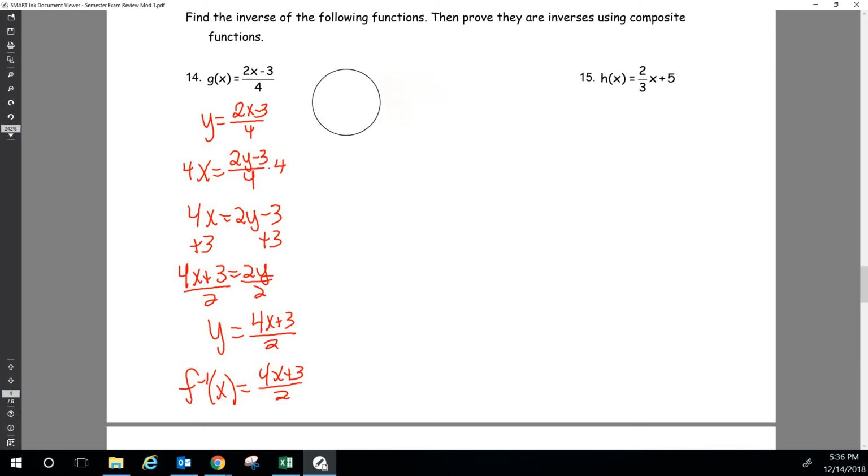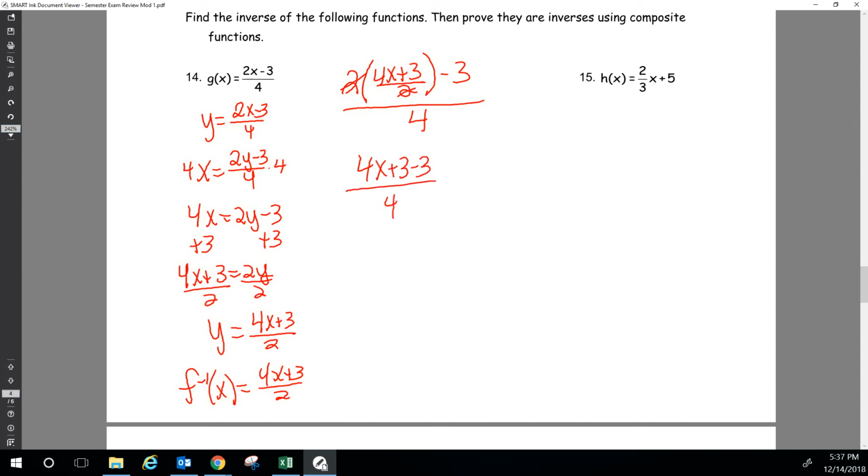That way, when I plug it in here, it'll be a little bit easier for us. All right, so 2 times this inverse function minus 3 over 4. Well, 2 times this 2, they'll cancel out, and I get 4x plus 3 minus 3 divided by 4. 3 minus 3 is 0, so I get 4x divided by 4, and that will give me x, which is what I needed. So we've proved that this indeed is our inverse.